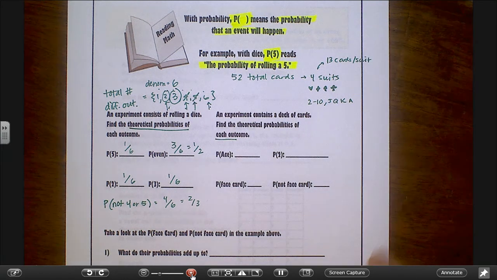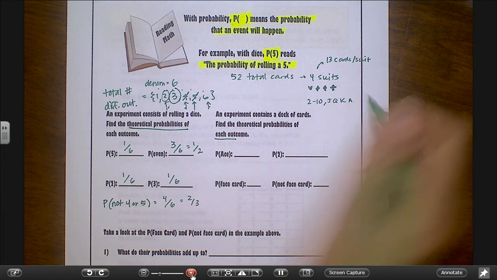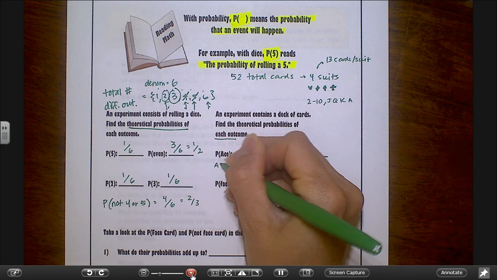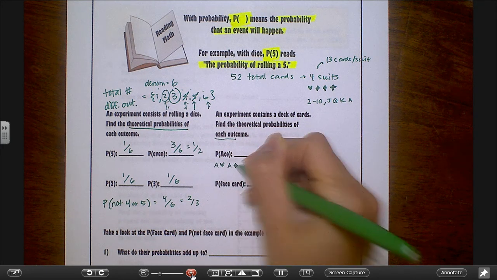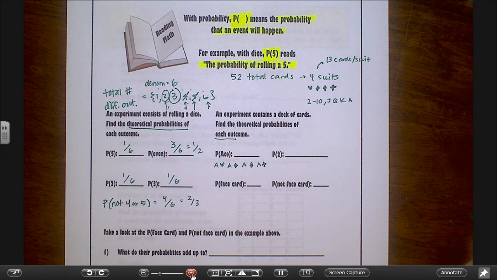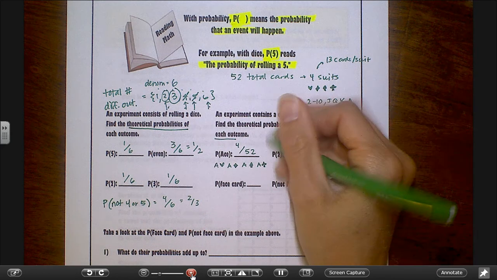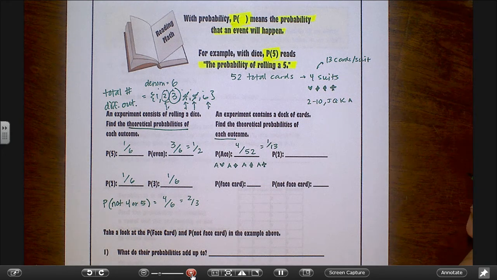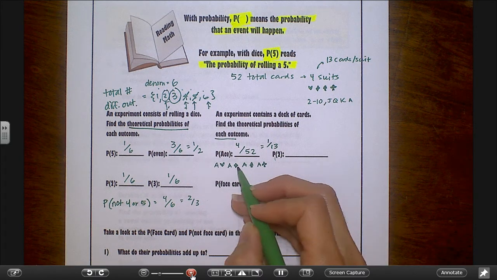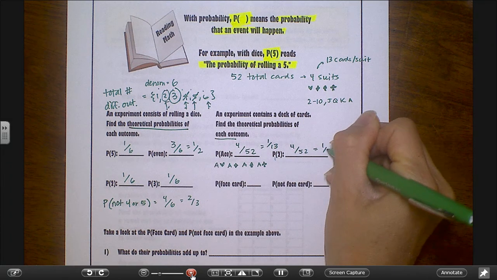And if you have played cards in your life, you probably know all this already, but I'm just helping everybody out. So if you're looking at the probability of an ace, well, I could have the ace of hearts, the ace of diamonds, the ace of spades, or the ace of clubs. So that's 4 different aces, and I have 52 cards total. So 4 out of 52 would reduce to 1 over 13. And then for 2, it's kind of the same thing. I could have the 2 of hearts, the 2 of diamonds, the 2 of spades, or the 2 of clubs. So that again is 4 out of 52, or 1 out of 13.